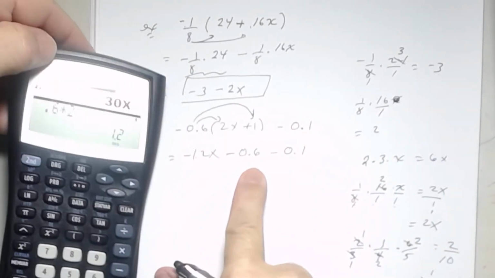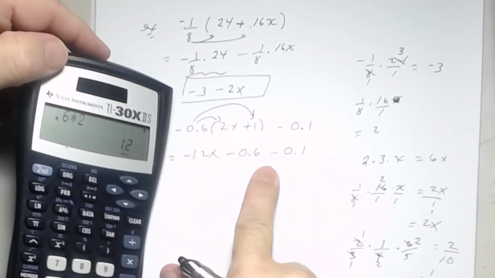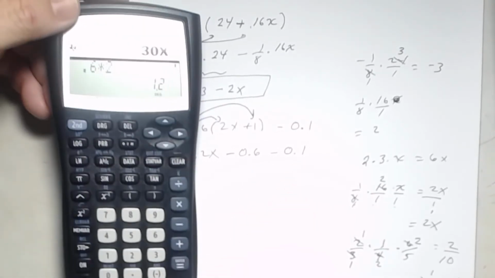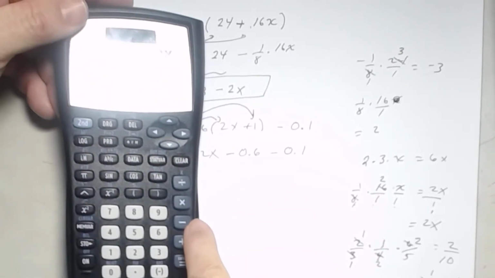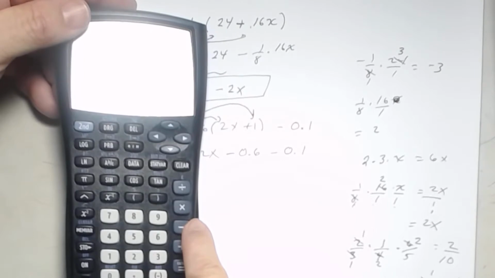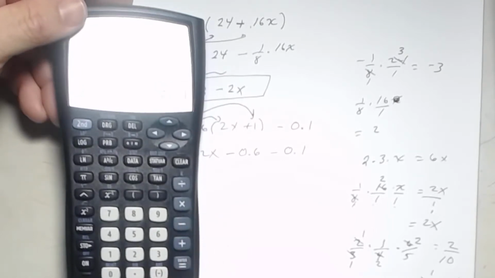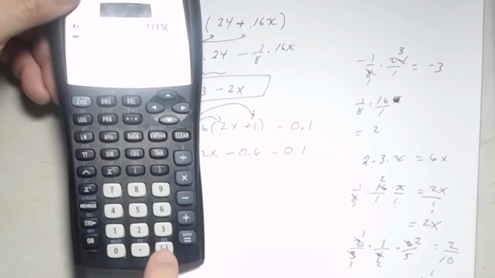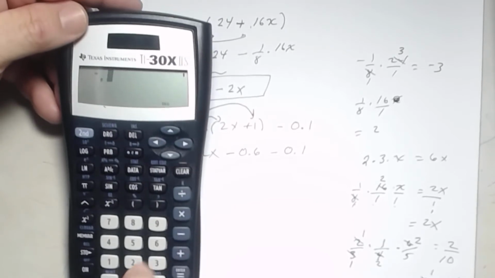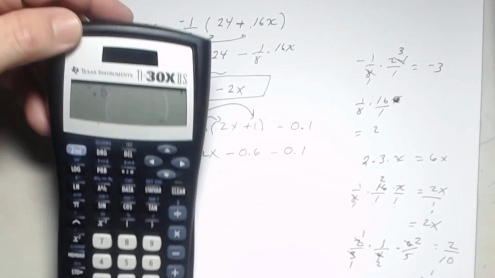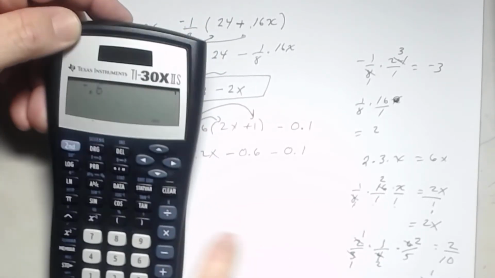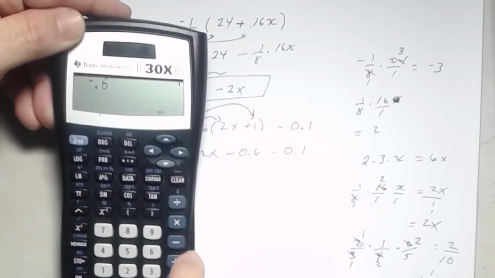How are you going to put this into your calculator, though? Negative 0.6. Where's your negative button on here? Is this your negative button I'm pointing to? No, that's your subtraction button. Your negative button is right here. So you're going to say negative 0.6. Now, if you have this kind of calculator, you just punch it in as you see it. So negative 0.6 minus what?